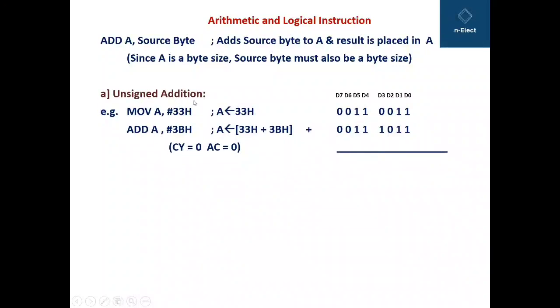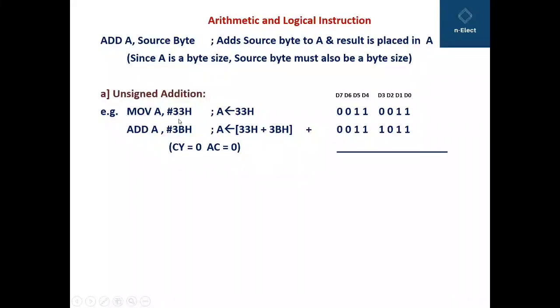Now unsigned addition. How it is performed is shown here. The first instruction is MOV A, #33H. The meaning is move 33H data into accumulator. We are calling this 33 a data because the hash sign is there before it. Similarly, the second instruction is ADD A, #3BH. This instruction adds data 3BH with the contents of accumulator, and from the first instruction you can know that the contents of accumulator are 33.